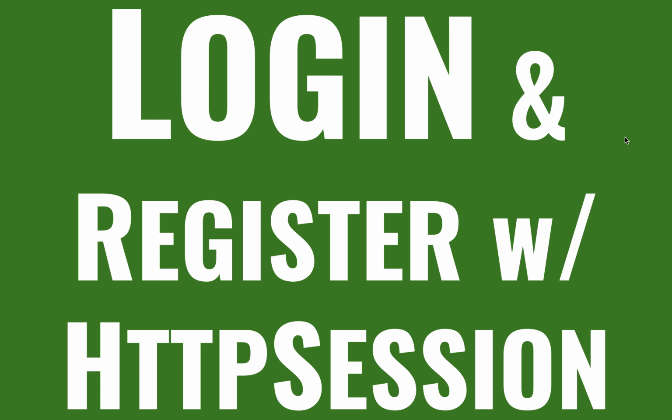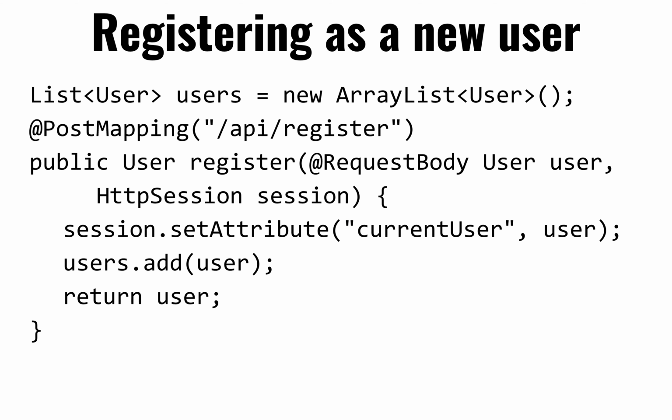All right, so let's see how we could use the HTTP session we just learned to implement a login and register using a session. So first we'll need a user model. I think we already have one from a previous assignment, with username, password, last name, and first name. And so first let's look at registering.